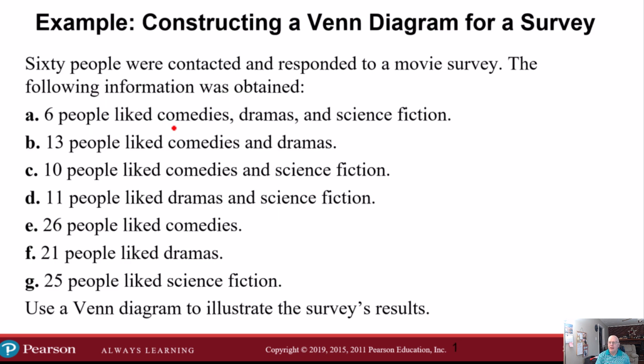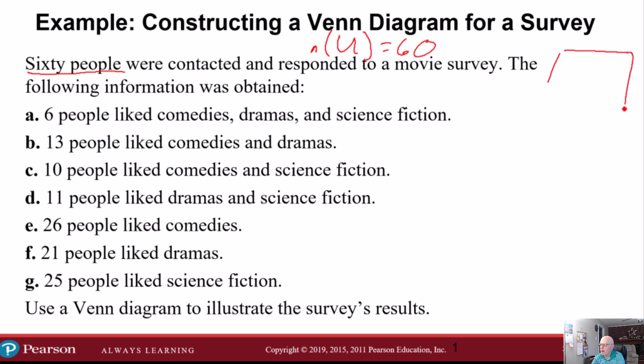Okay, here's another one to try. I think this is the last one. You might want to take this and try to do it yourself. Hit pause, see if you can do this. Notice first of all, right off the bat, you get 60 people all together. So the universe, the number of items in the universe is 60 in your entire diagram.